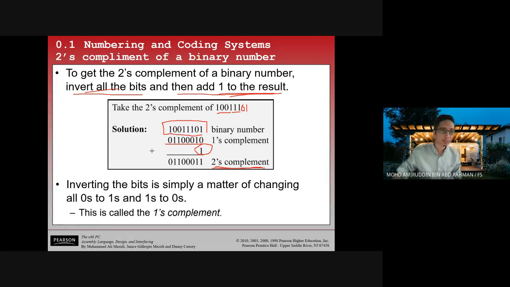So inverting the bits, this step, is simply the method of changing, as I just said, zeros to 1 and 1 to zeros. Inverting the bits is called 1's complement.